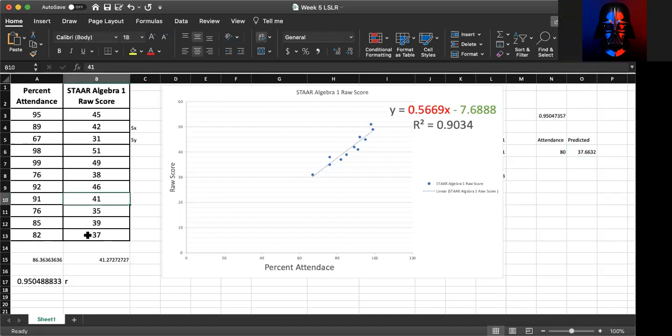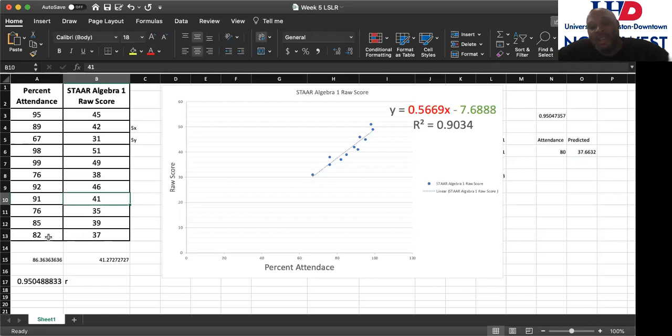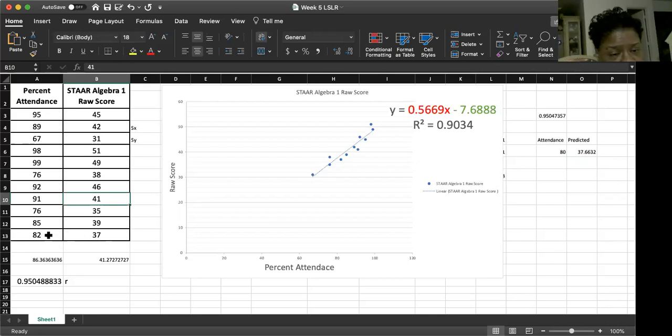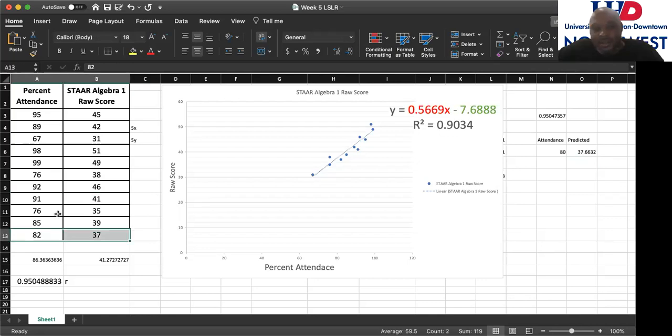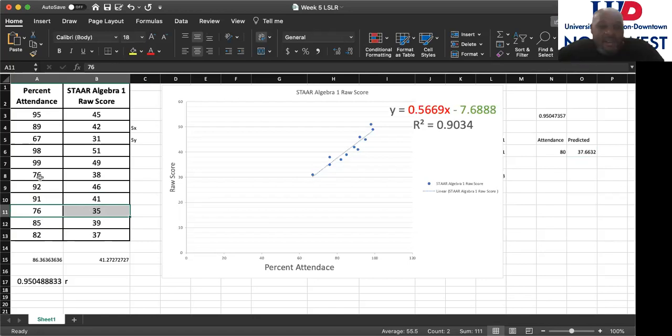Does that answer make sense? Kind of. The answer itself, we need to round it up or down to make it a whole number, so about 38. But does that answer make sense based on our data? Yes, because look here, you have an 82 at 37, which is pretty close. 76 was at 38, and 35. So that generally agrees with our data.